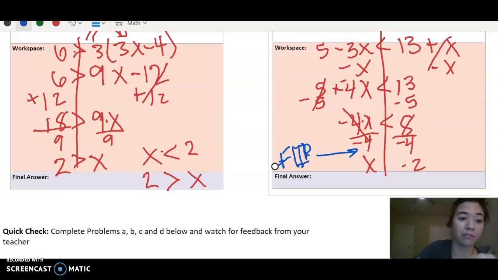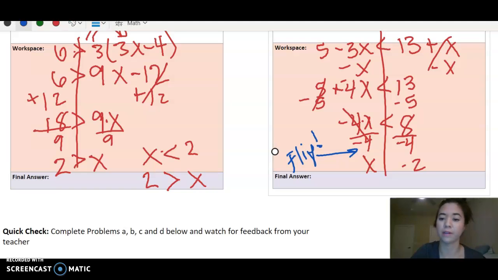This does not look like flip. I'm going to rewrite it because I just can't deal with that, guys. I'm sorry, that was bad. That's better. Okay, so flip the sign. So instead of being a less than, it's going to be greater than. And again, we did that because we divided both sides by negative 4. So my final answer is x is greater than negative 2.